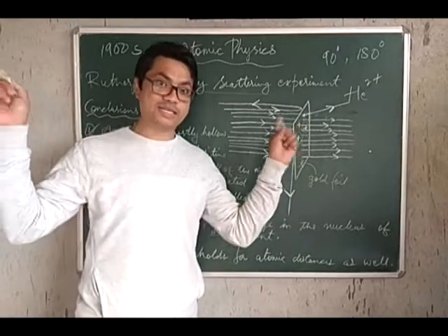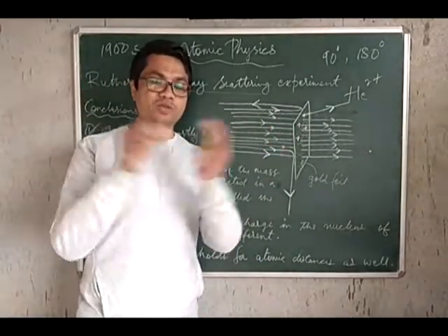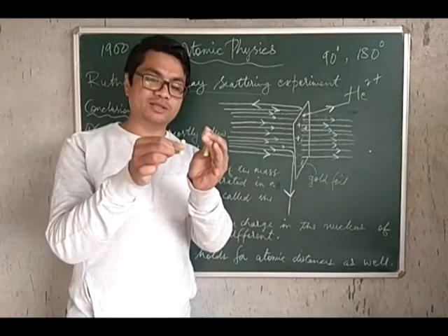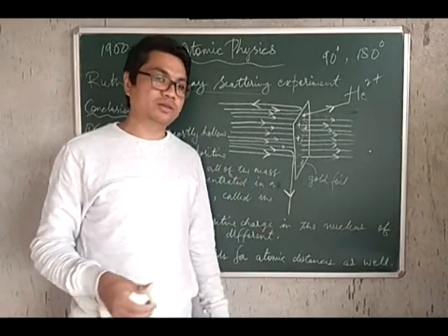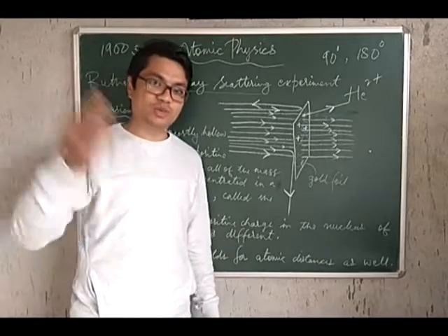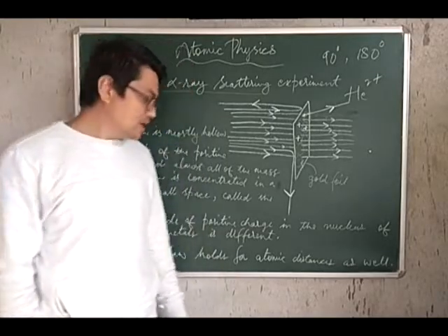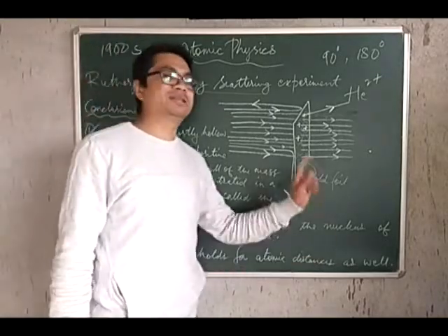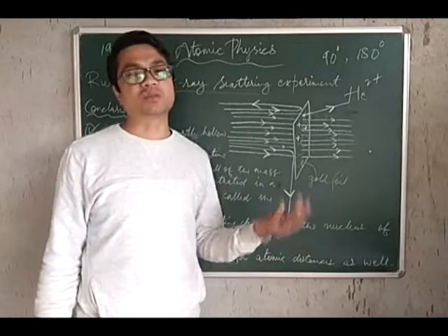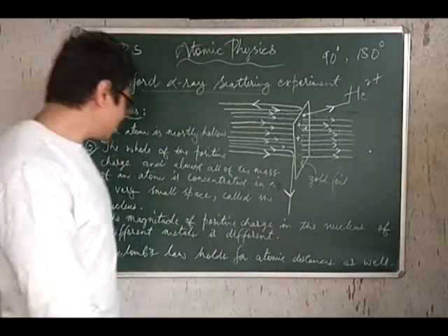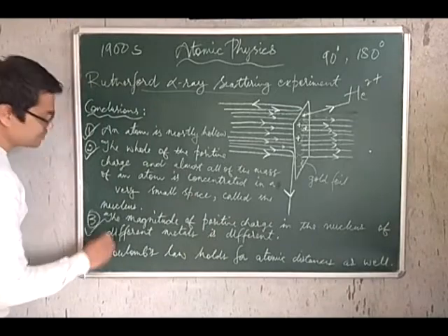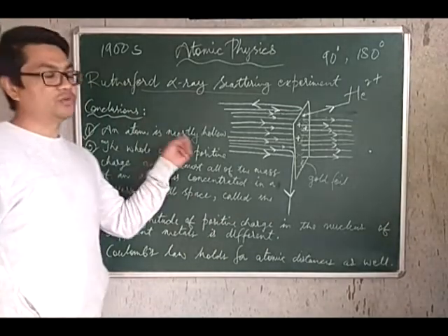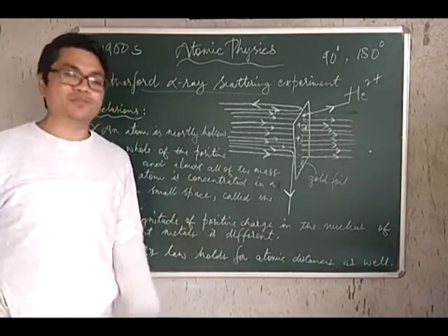Coulomb's law, electrostatics, remember? Like charges repel and unlike charges attract, and the magnitude of force is given by 1 by 4 pi epsilon naught q1 q2 by r squared. So Coulomb's law holds for atomic distances also. That was conclusion number 4. So these are the most important conclusions of the Rutherford alpha ray scattering experiment.